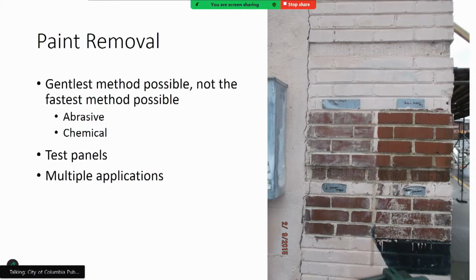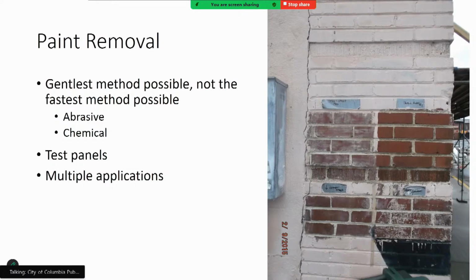So we always say use the gentlest means possible. You might have seen that in our evaluation before. If you're going to clean, if you're going to do this or that, it needs to be the gentlest means possible. That does not mean it's going to be fast. That does not mean it's going to be easy. A lot of times, anything with a good old building, you have to take your time with it and do it right.